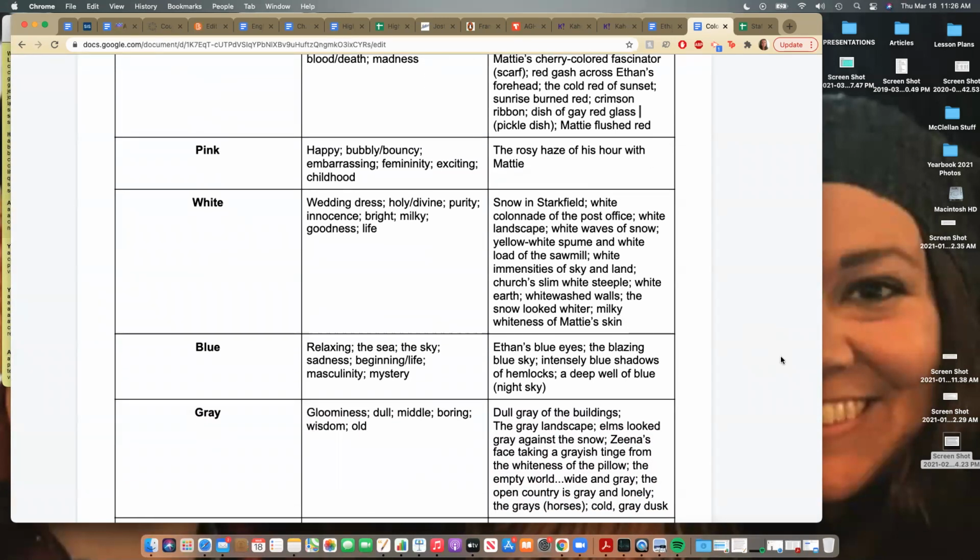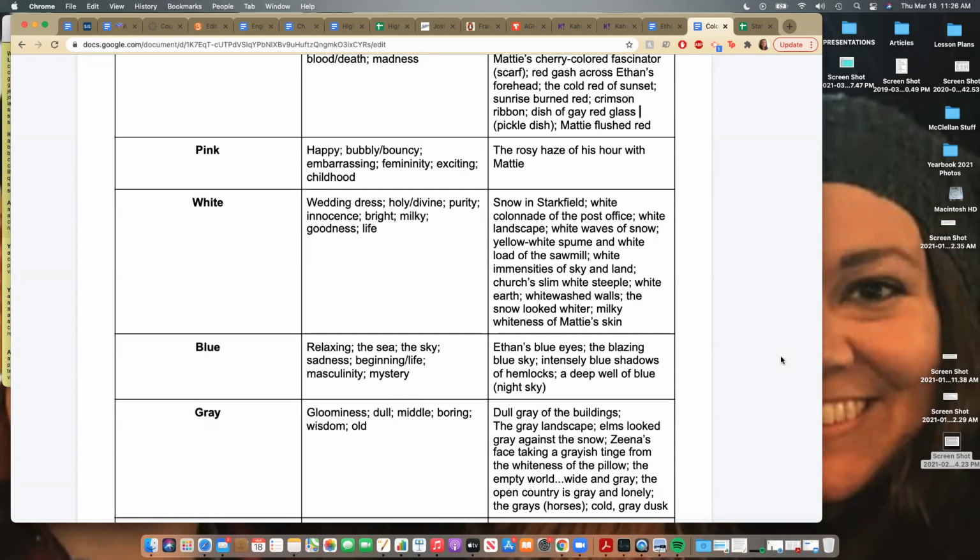Now white, we associate it with innocence, purity, brightness, goodness, primarily all good things. The instances of it that we see in the book are mostly landscape stuff. The snow, the white landscape, the white waves of snow, the white load of the sawmill, white immensities of sky and land, all of this sort of landscape stuff. So why do we think that white is the predominant color that's used for the setting?